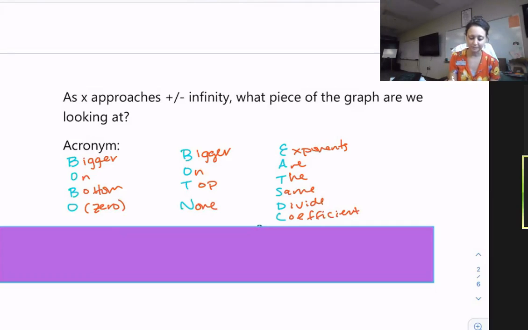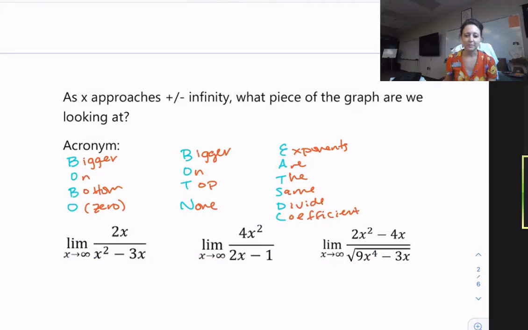Okay, so let's take a look. Let's see what we remember here. I'm going to force a pause on your screen. Can you go ahead and write the 3 limits I have on my screen?